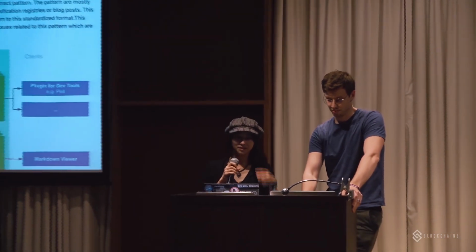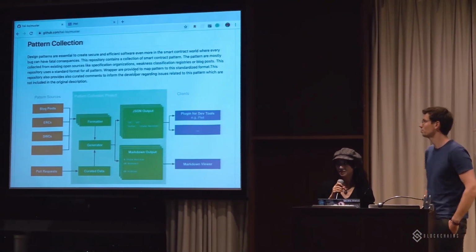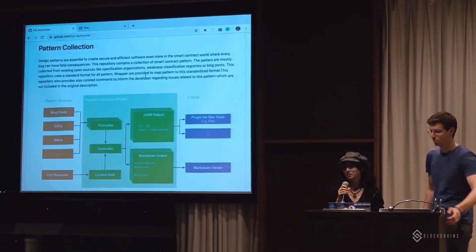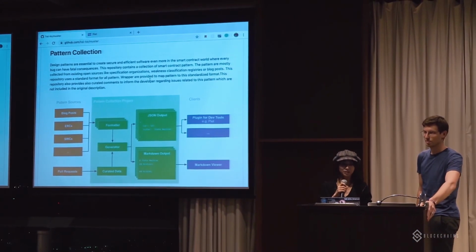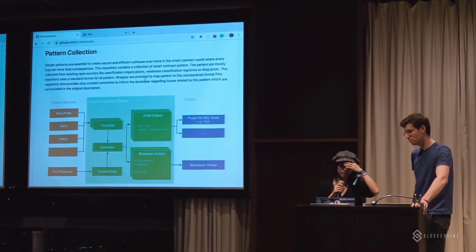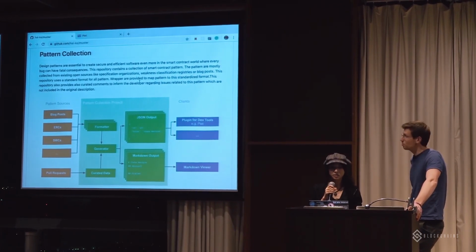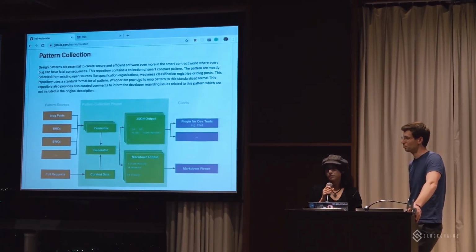Today, we want to talk about the project called the pattern collection. Actually, we haven't named it yet. We're going to consider it later. This is a collection of design patterns for smart contracts, consisting of the coding patterns and the description in smart contract development.